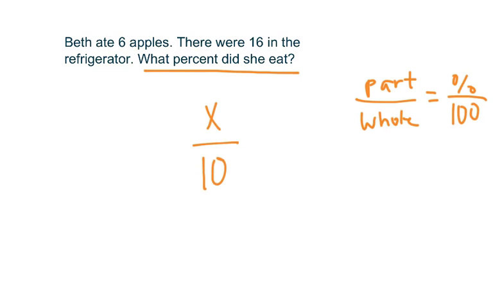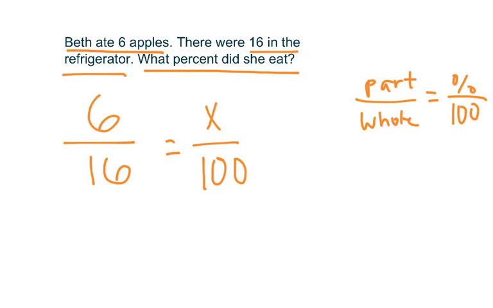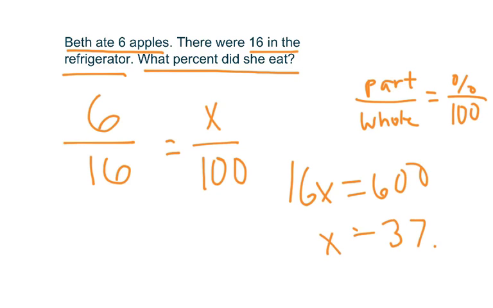x over 100. She ate 6 apples, and there were 16 in the refrigerator. So we need to figure out which one's the part and which one's the whole. The part is going to be 6. That's the part that she ate. The whole is the total amount. So the total amount in the refrigerator is 16. So the part is what we're trying to figure out. We're trying to figure out what did she eat. So we'll get 16x equals 600. And if you divide those, we're going to get 37 5/10.